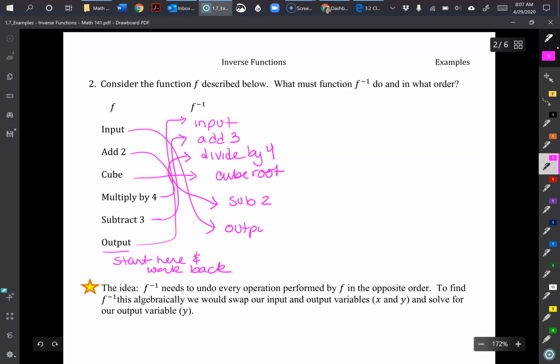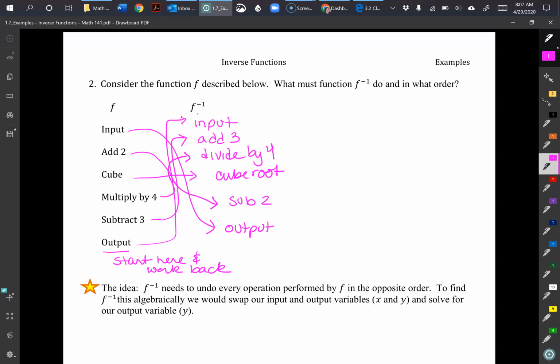So you still end up with input first and output last, but all these things in between are reversed. They're inverted in not only what we're doing to them, like add 3 instead of subtract 3, but also the order is inverted too. So that's what I want you to see here.